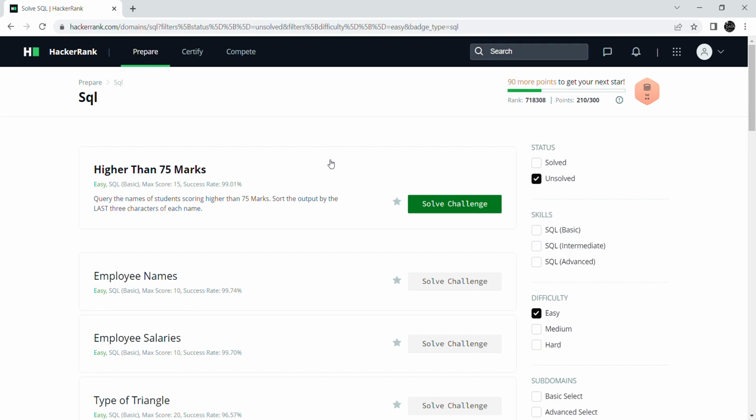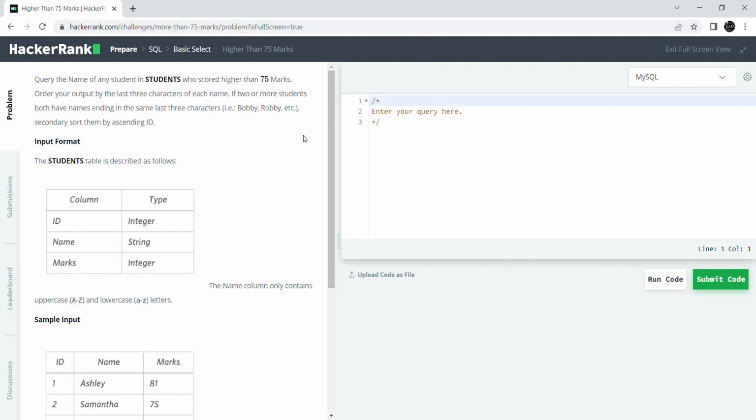Right now we'll be solving the "Higher Than 75 Marks" problem. Let's dive into the problem and read what is being asked. Query the name of any student in the STUDENTS table who scored higher than 75 marks. Let's first solve this part only.